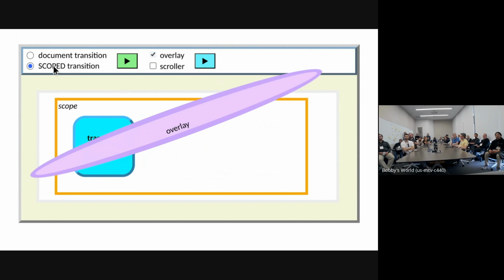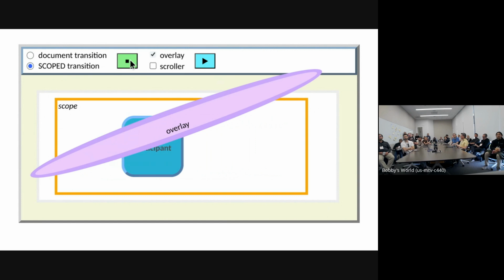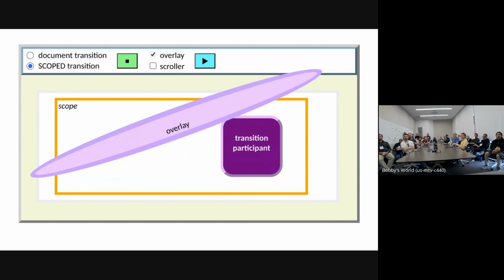What you want is a scope transition. So now with the scoped box, I'm going to call startViewTransition on the scope element, which is the orange box here. I still have the same transition participant, but now it runs behind the overlay. So that solves one.